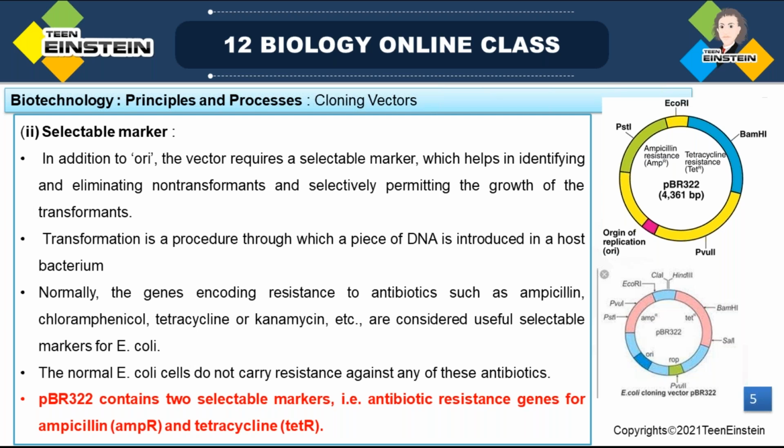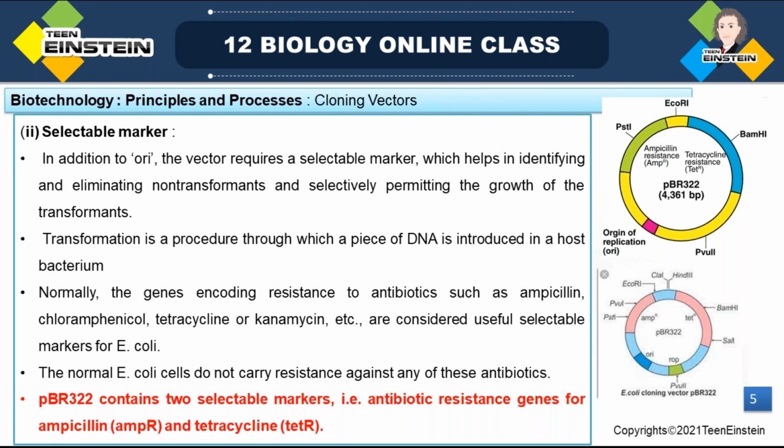So here, how can we use it as a selectable marker? The one which is having the antibiotic resistant gene can survive. So we can make out they are the transformants, right? And that helps in the selection also, because normal E. coli doesn't have an antibiotic resistant gene, right?